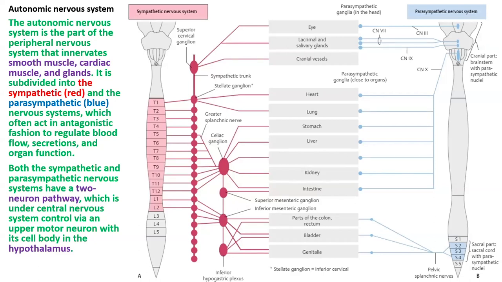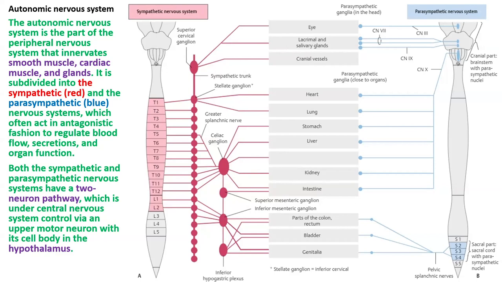Hello, dear students. This lecture is about the autonomic nervous system, with the abbreviation ANS. This autonomic nervous system is also referred to as the visceral nervous system or involuntary nervous system.